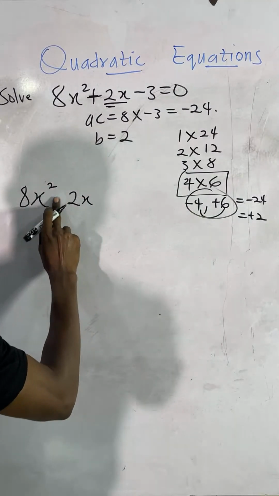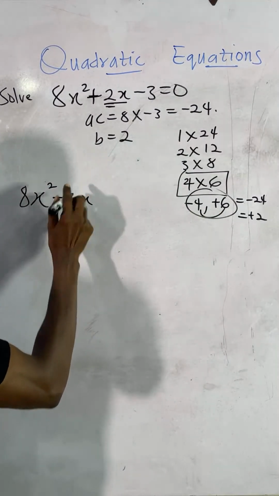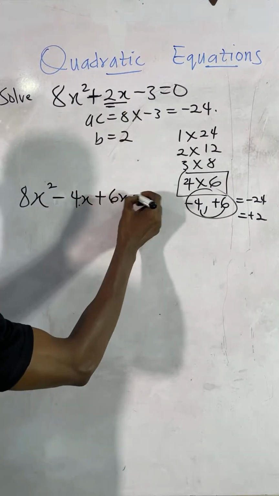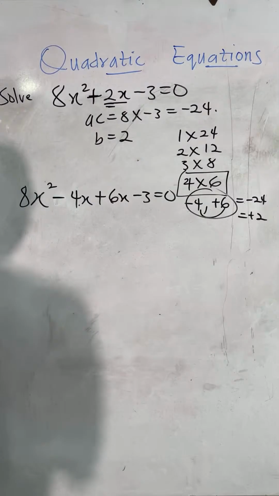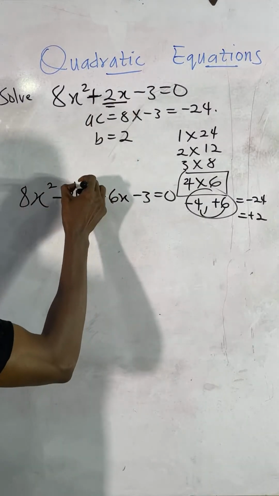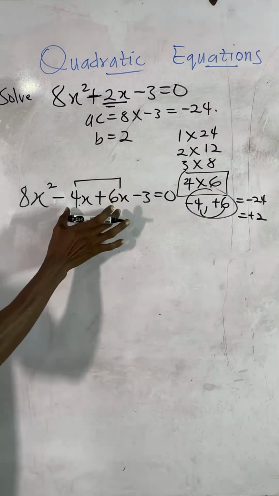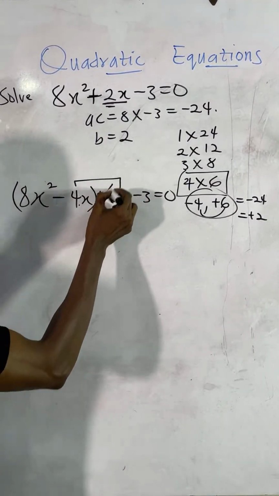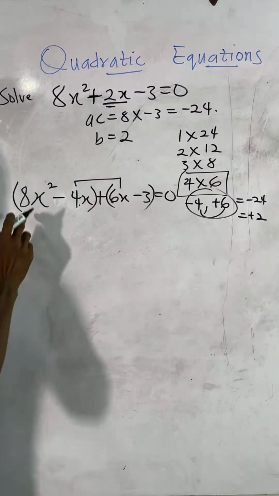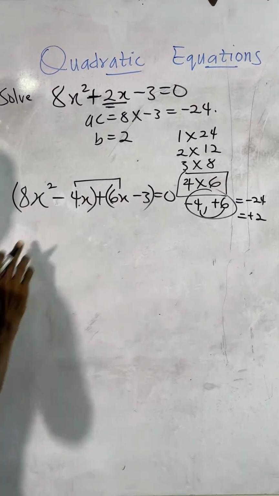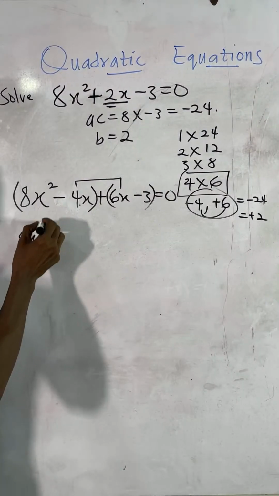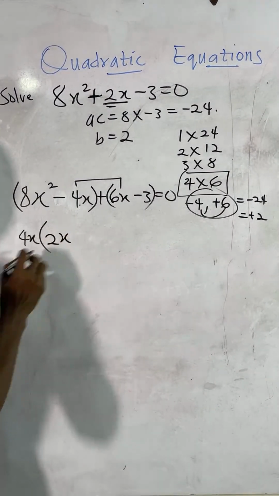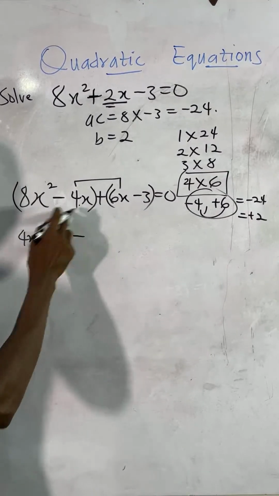That's negative 4, positive 6x, now minus 3 equal to 0. So we've broken this into this and this the same way. So we'll group this way. So 4 is common and x is common, right? So 4x is common. We'll have 2 and x, then minus 4x and 4x, 1.